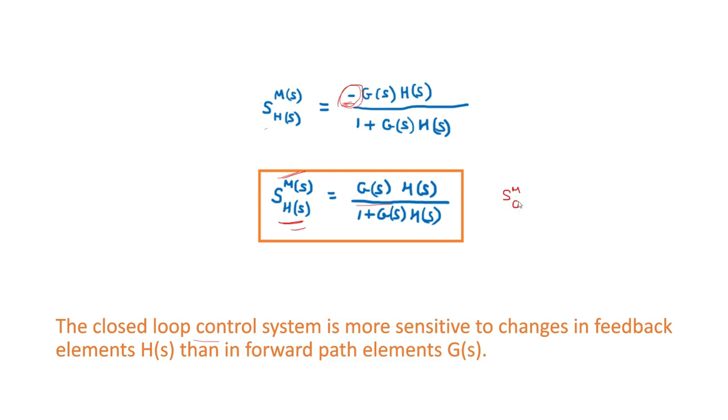And we also know that sensitivity of closed loop control system with respect to forward path element was 1 upon 1 plus GS into HS. So you can see that this value is greater. Therefore, we can say the control system is more sensitive to changes in feedback element than in forward path element GS. In control systems, more sensitivity is better because it means the system gains back to its original position after incoming disturbance. But for control instruments, means for measurement and all, less sensitivity is preferred because there it means a small value of input for which it will give output.